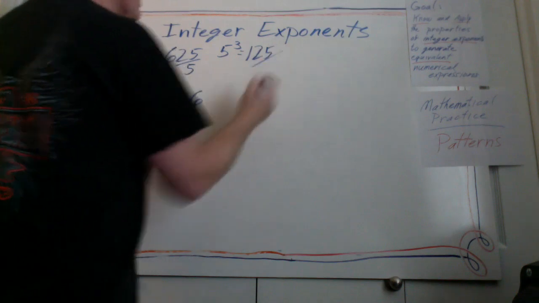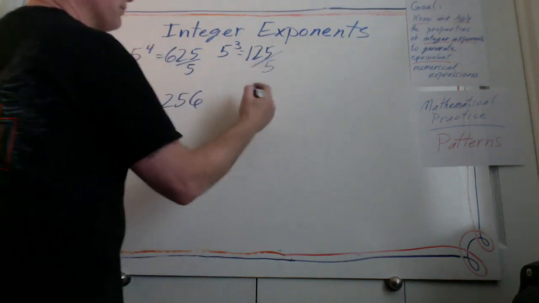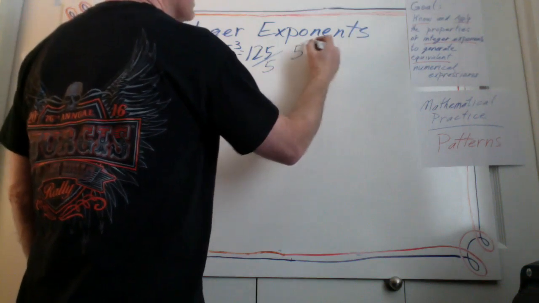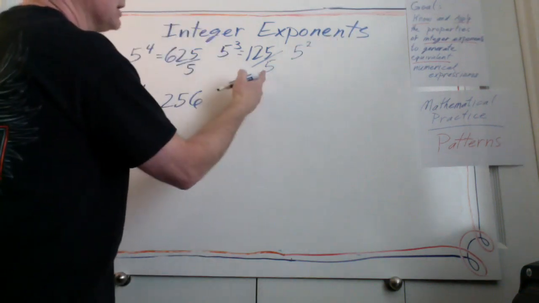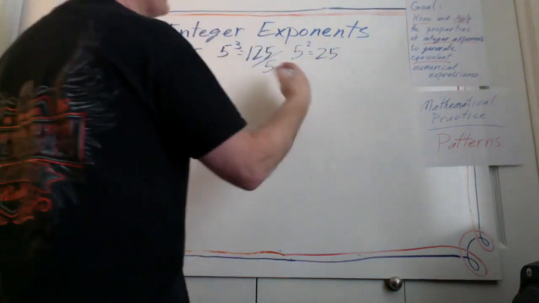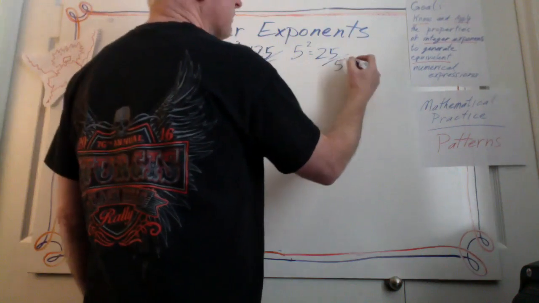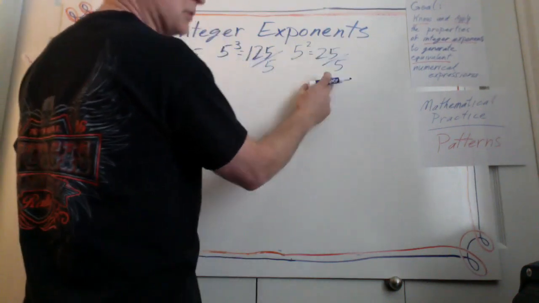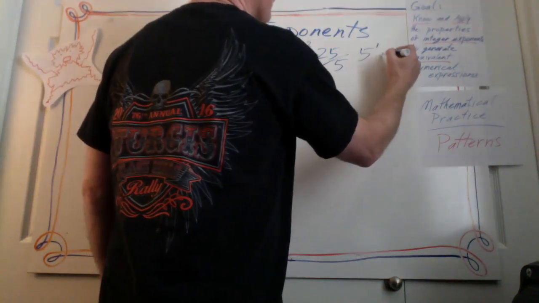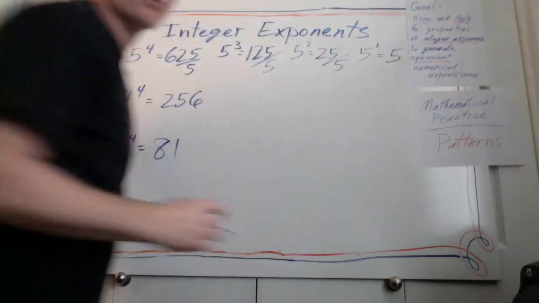And if I divided this by 5, I would have 25. I would have 5 to the second, because I took one of these, 5 to the second, which is 25. And then if I did that again, divided it by 5, 5 squared divided by 5 is 5 to the first. 5 to the first, which is 5, right?